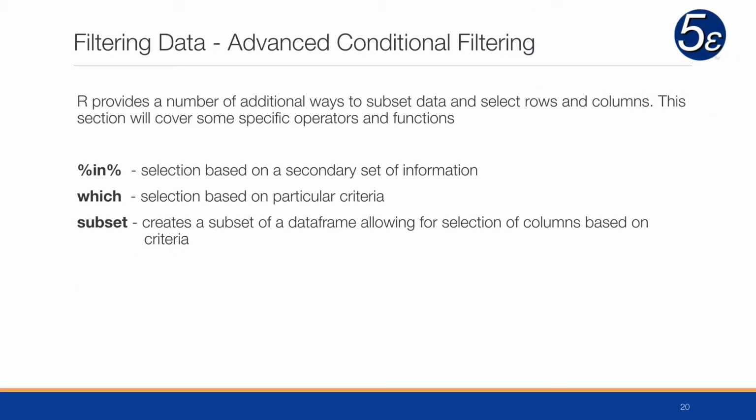Now for some advanced conditional filtering, R provides a number of additional ways in which we can subset the data, and this section is focused on that. We have three operators that we can use. Percent in percent, which is a selection based on a secondary set of information. The which statement, which is selection based on particular criteria. And the subset function, which creates a subset of a data frame, allowing for the selection of columns based on a particular criteria.